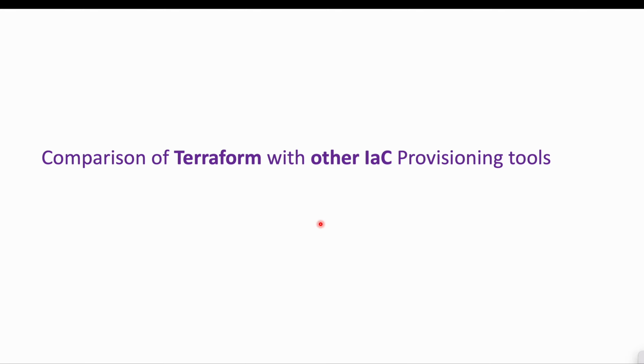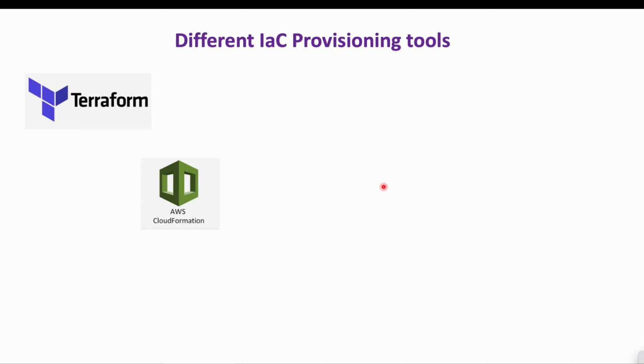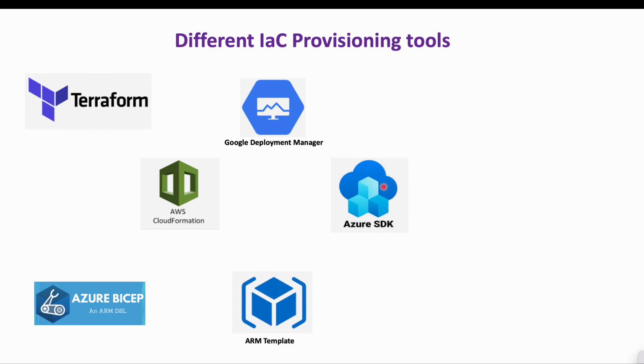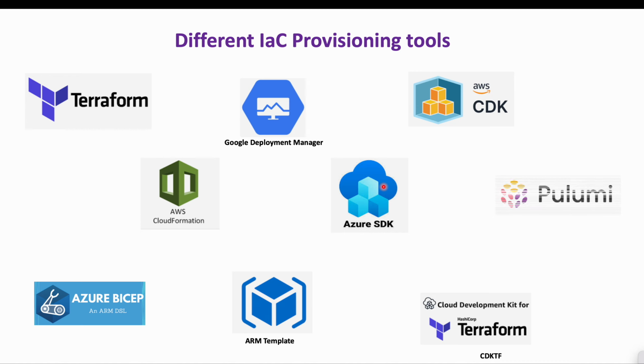Hi all, today we are going to see the comparison of Terraform with other IaC processing tools. So in the market we have various IaC processing tools, right? What are those? Terraform, CloudFormation Template, Azure Bicep, Google Deployment Manager, Azure SDK, an ARM template, and the Cloud Development Kit for Terraform. We can shortly call it CDKTF, and then we have AWS CDK and Pulumi. So we have this many processing tools available in the market.